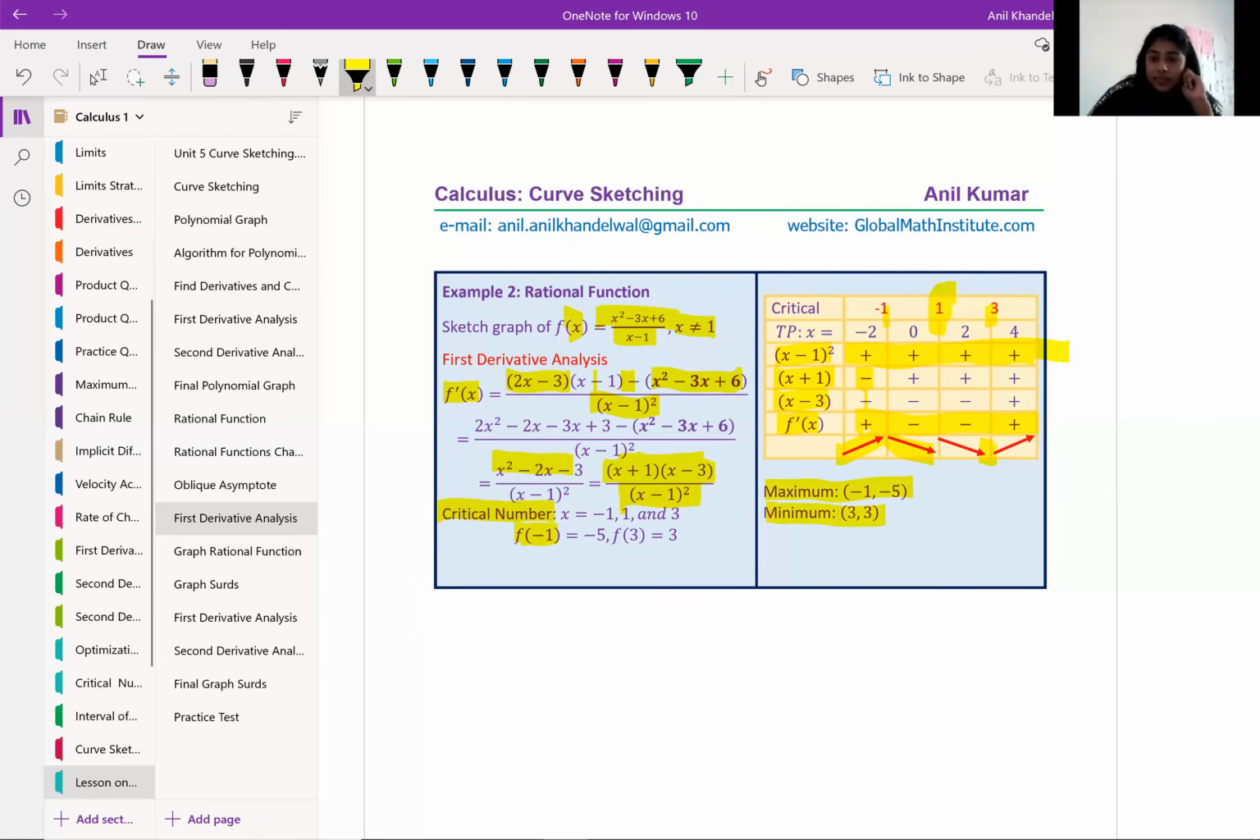And nothing at 1, correct? Even if this would have been going up or down, you cannot include 1 in your solution. Remember that. Since that is a vertical asymptote, it's not a part of your domain. Is that clear? Okay.